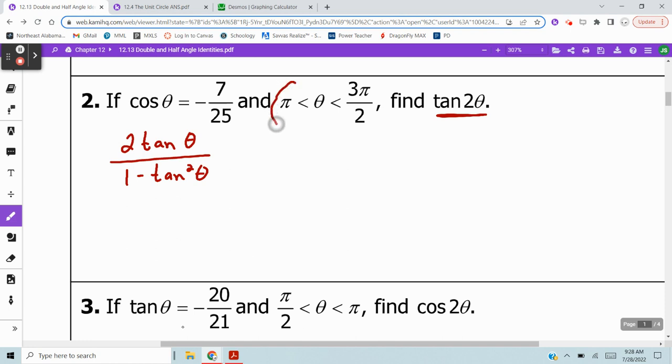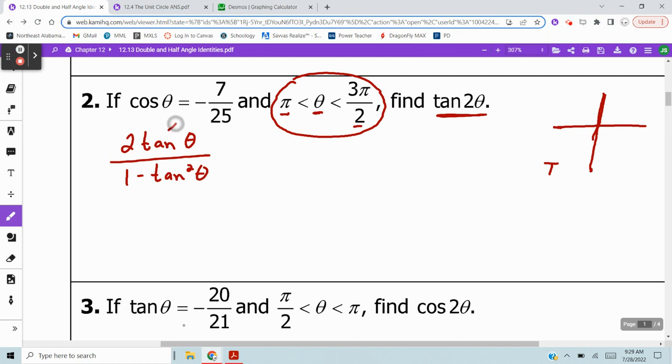Theta is, and it tells us right here, this is simply saying theta is between pi, which is 180, and 3 pi over 2, which is 270. So if we're between, and let me sketch this out because we'll need it, 180, which is right here, and 270, which is right here, that obviously means that we're in the third quadrant. All students take calculus. The only thing that's going to be positive is going to be our tangent value.